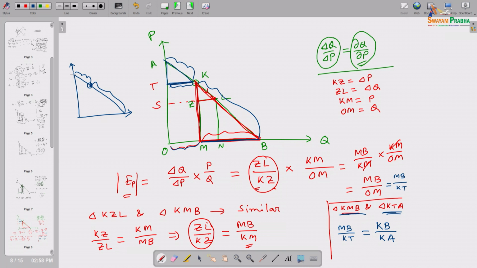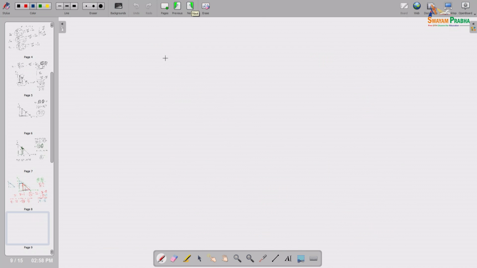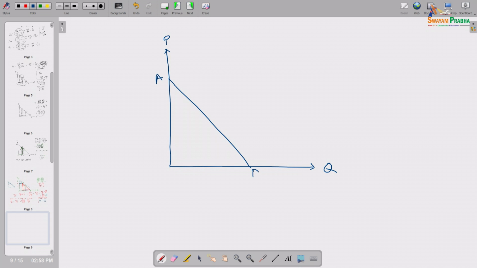Let me summarize that using a phase diagram. Suppose this is our demand curve, downward sloping, the usual demand curve, but a straight line also. At this point, the absolute value of the own price elasticity of demand will be this distance by that distance. At this point, the absolute value of the elasticity of demand will be this distance by that distance.